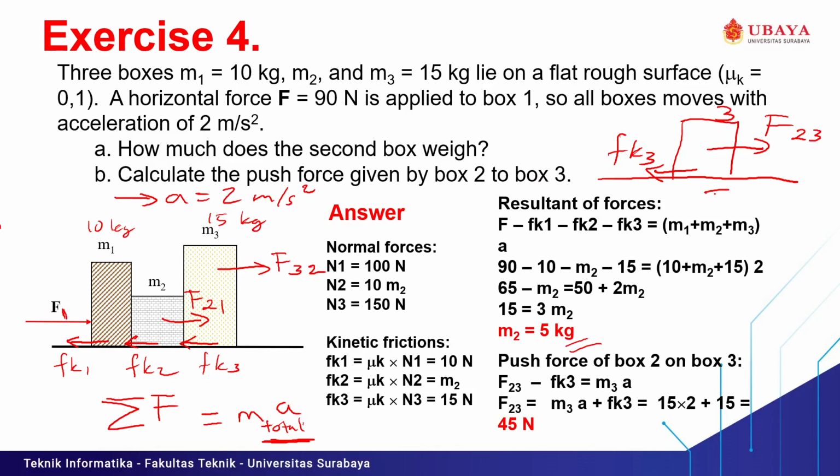So if we calculate the sum of F3, which still equals m3 times a, you will get this one: F23 minus Fk3 equals m3 times a. We know everything except for F23. Fk3, I can move it to here. So F23 equals m3 times a plus Fk3, which when we solve this, we get 45 Newton. That's how you solve the fourth exercise.